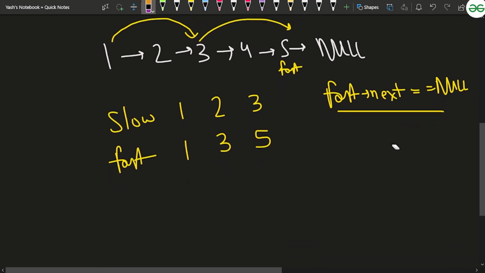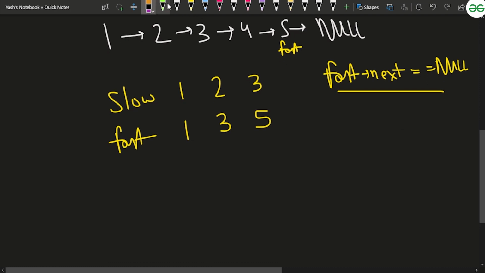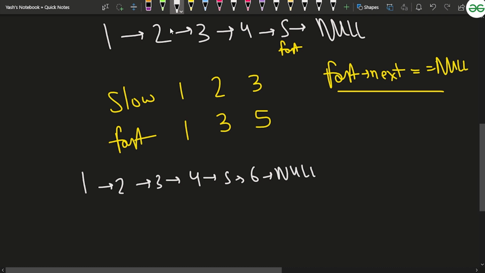But there can be one more situation. Suppose that the length of the linked list that we are considering is kind of even, right? In that case what will happen? 1, then 2, then 3, and then let's say 4, then let's say 5, 6, and null, right? If this is the case, in this particular case what will happen? I'll have the fast and the slow pointer. Slow pointer will be pointing to 1, fast will be pointing to 1. Then slow moves by 1, fast moves by 2.